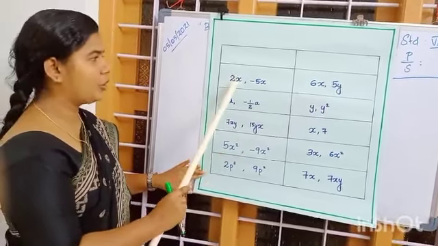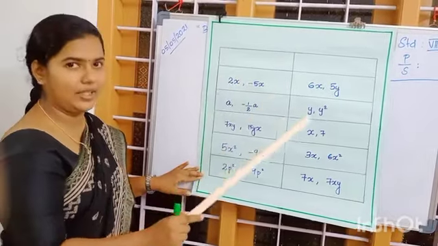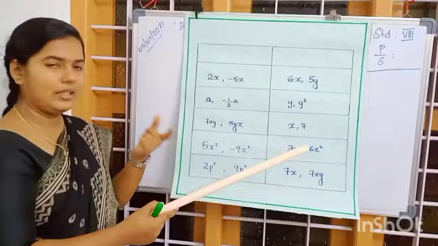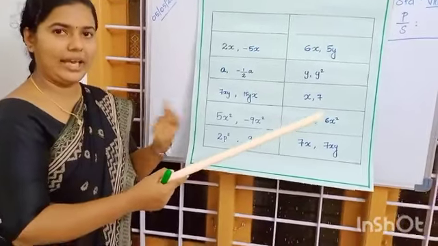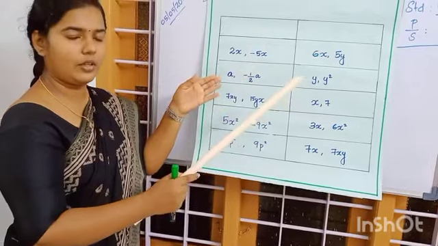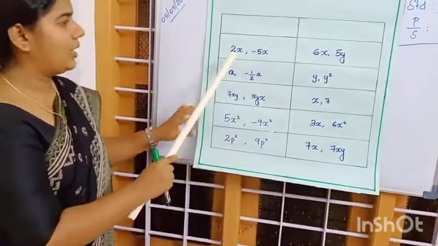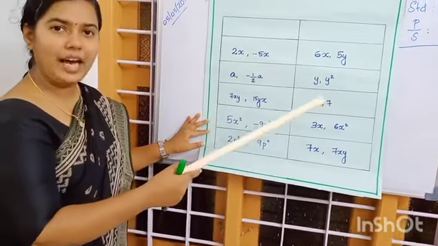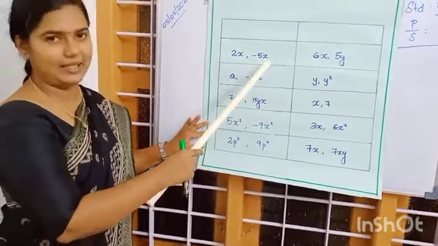Very good. Both of these have the same variable. What is a variable? Yes, the letters we use, x, y, a, b, are known as variables, and the numbers we use are known as numerals. Here you have 2x and negative 5x. Both of them have the same variable, that is x.